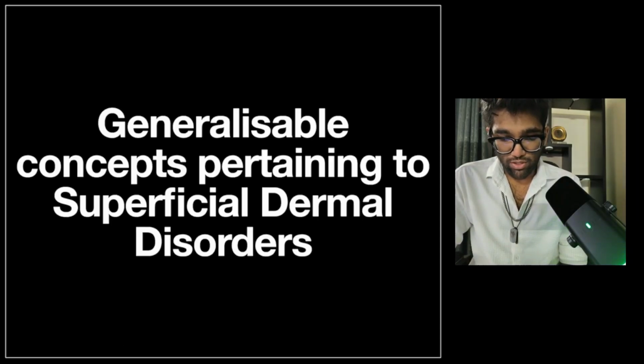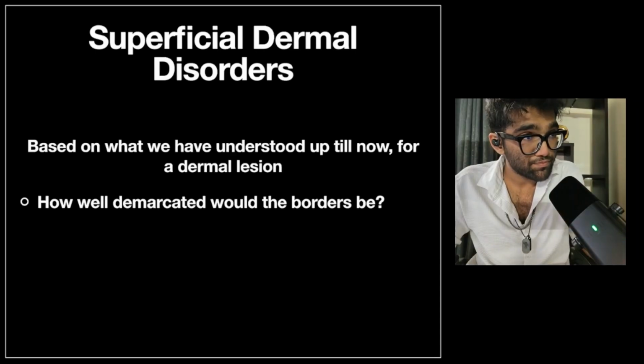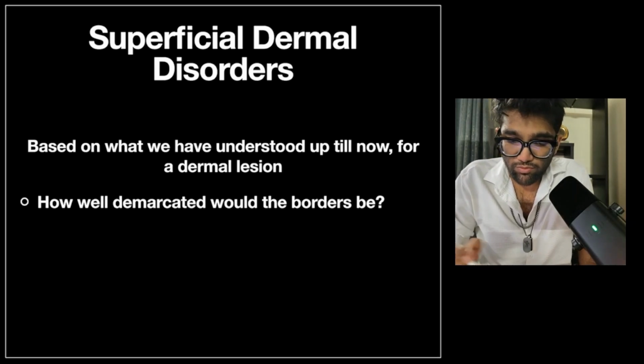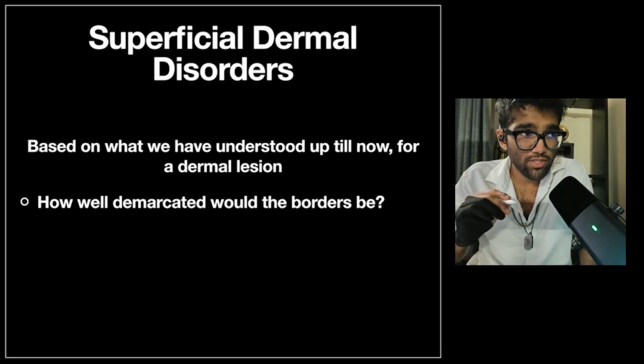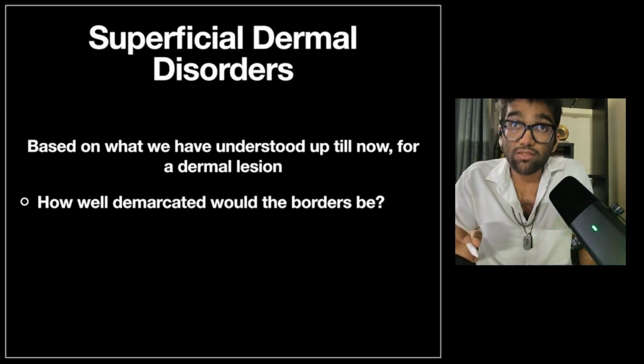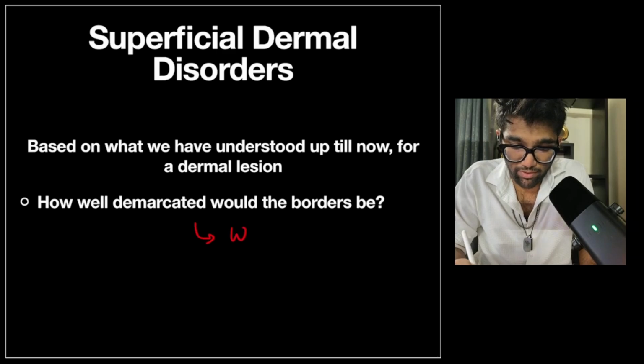Okay. So now, starting with the first thing, the generalizable concepts that I was talking about pertaining to superficial dermal disorders. Okay, so how well would these lesions be demarcated? So they're obviously superficial dermal disorders. There is only epidermis and the dermal-epidermal junction right above it. So these are likely to be very well demarcated.